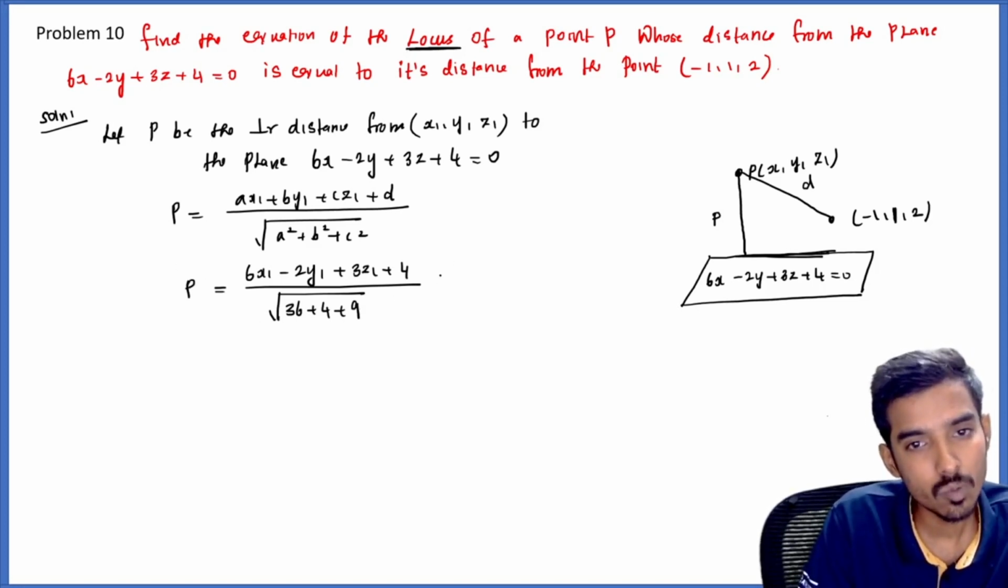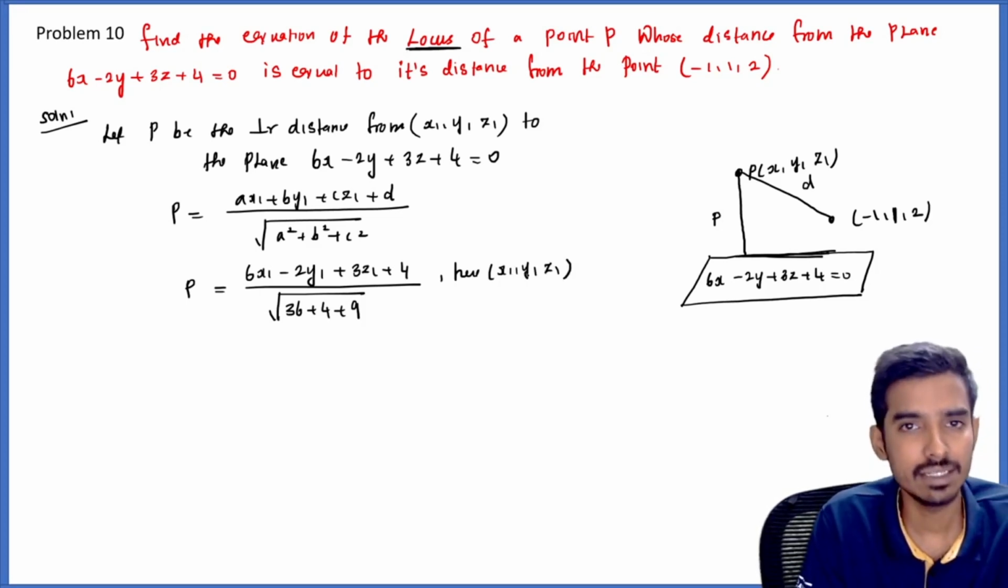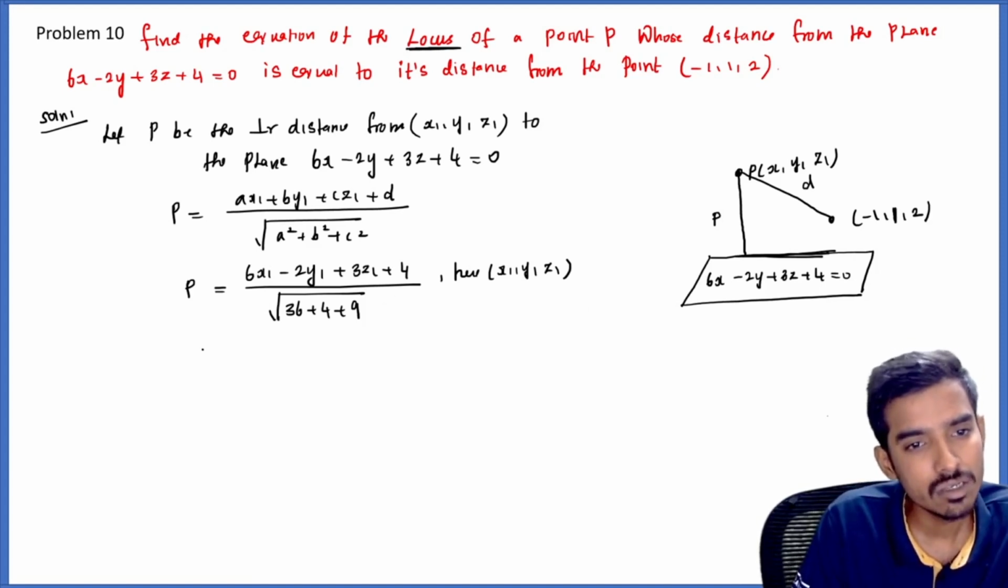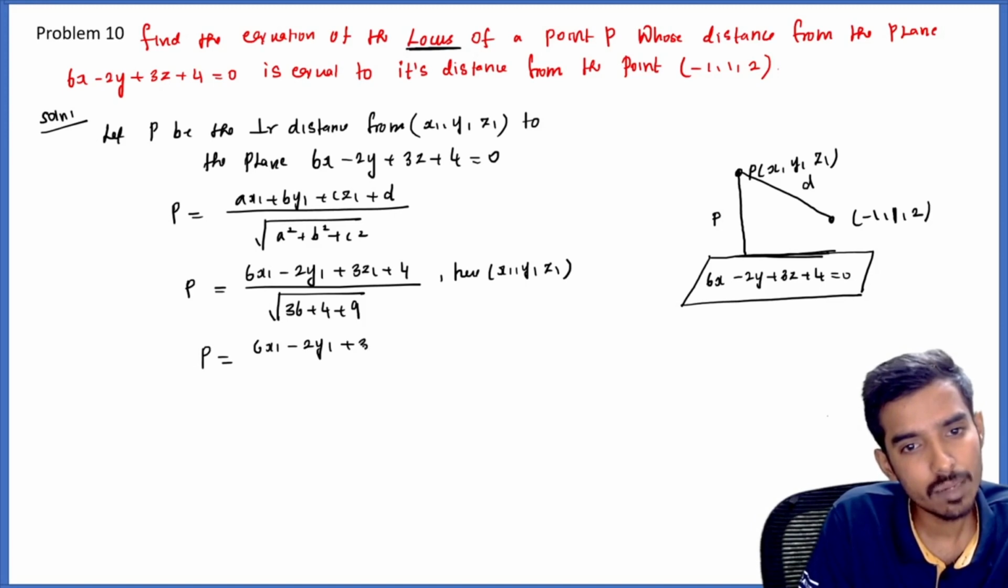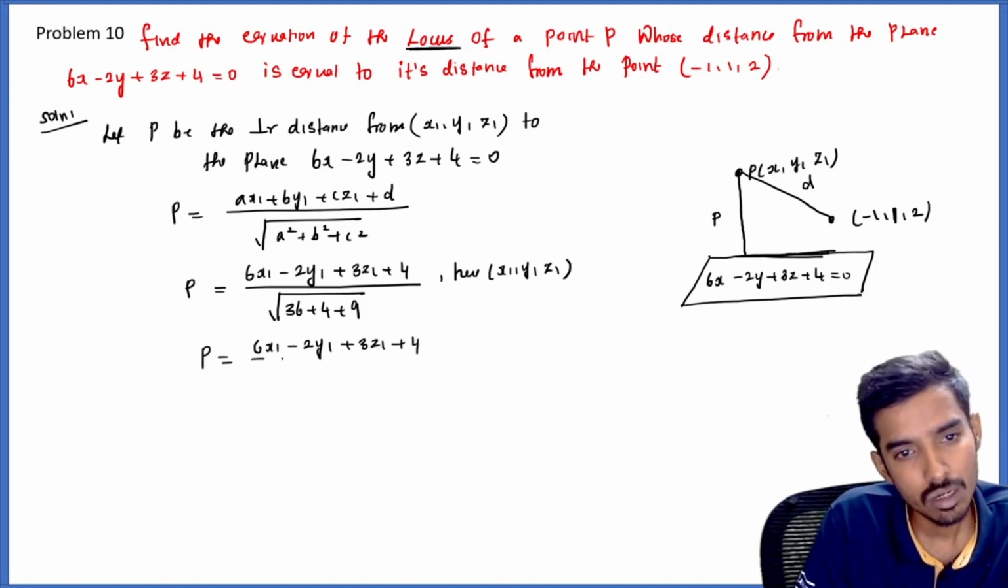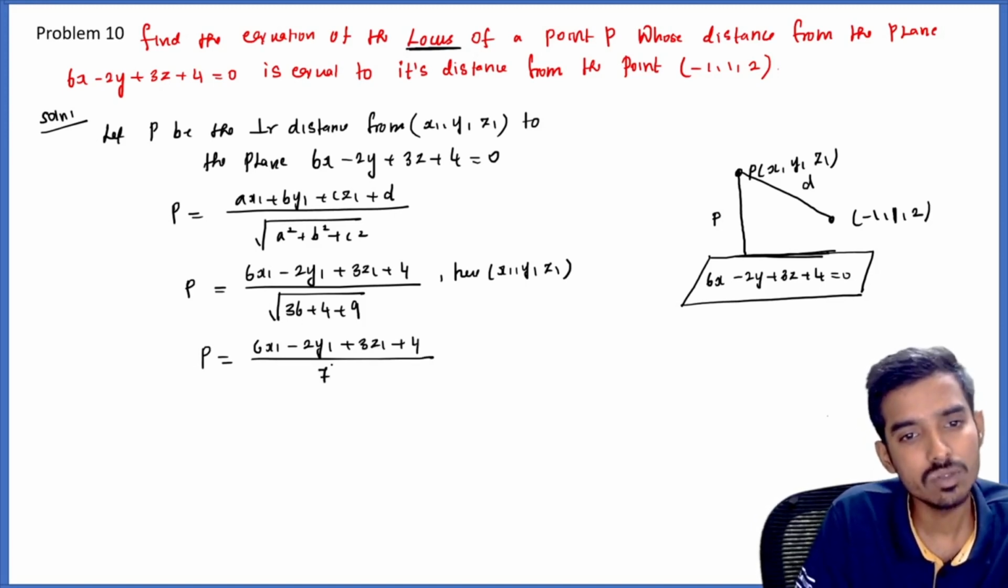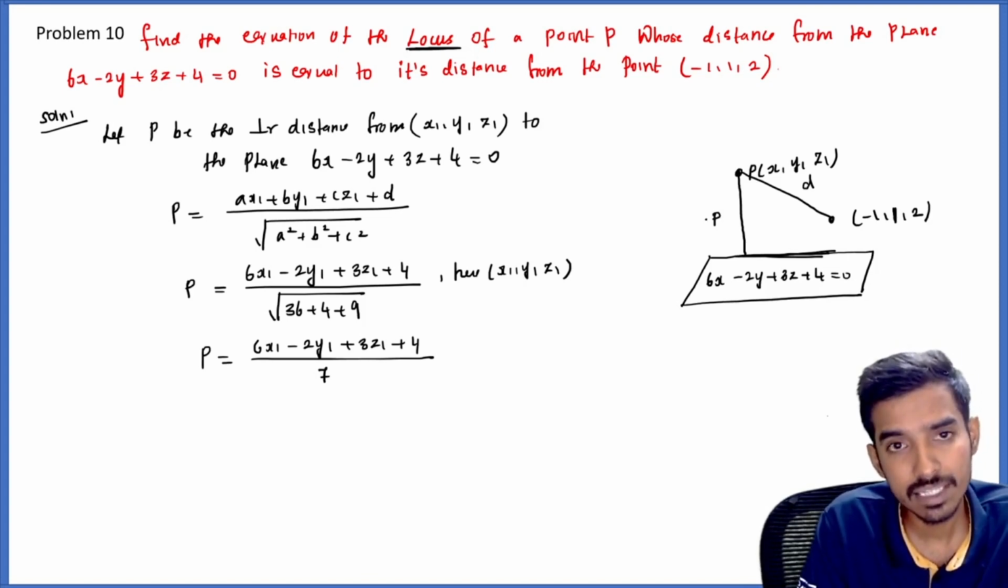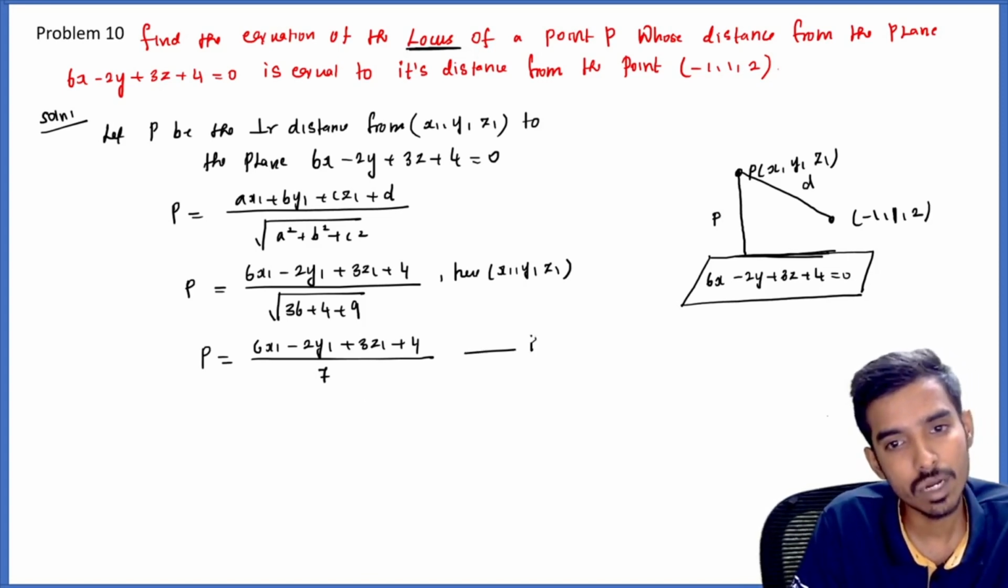So this turns out to be, here our x1, y1, z1 will remain as it is, right? Because we don't know this point, so let us keep that as it is. Therefore, P is 6x1 minus 2y1 plus 3z1 plus 4 divided by 7, right? So therefore, the distance P is given by this, right? Call this as 1.